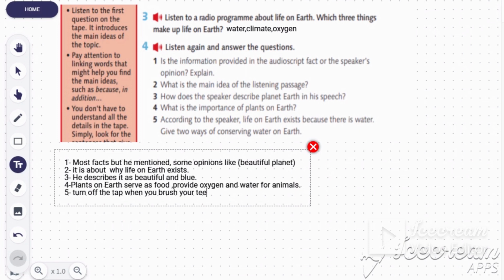Also, how can we conserve water? Take a shower. You don't have to take a bath, because a shower doesn't use as much water. Also, we can take a shower. Don't have a bath.